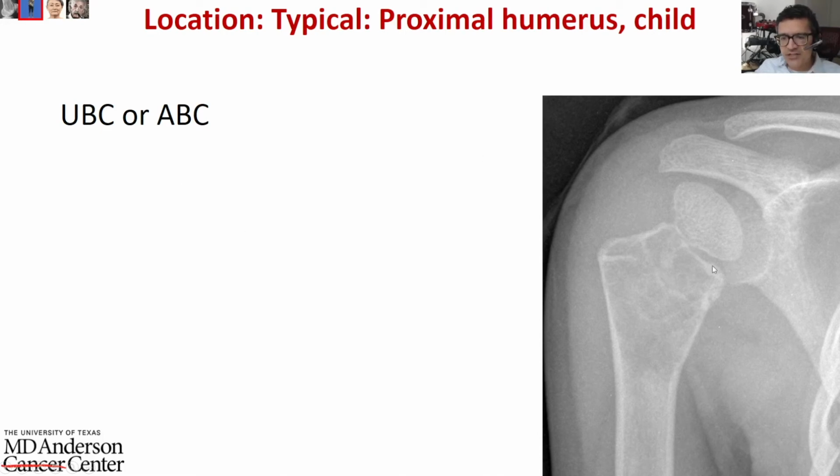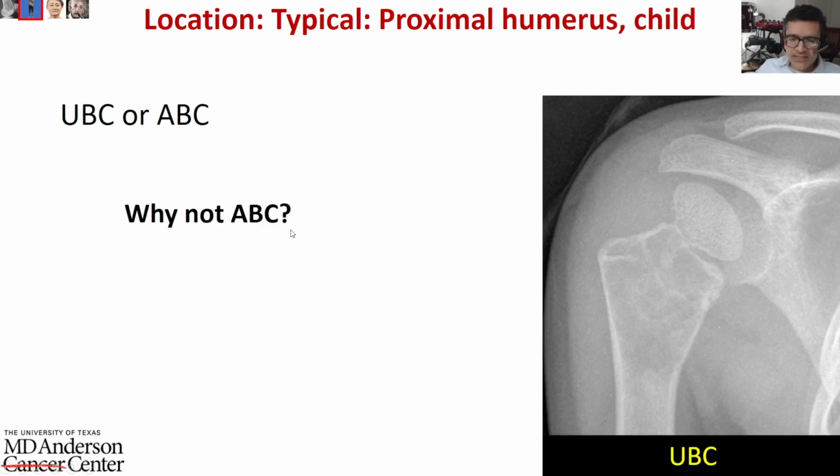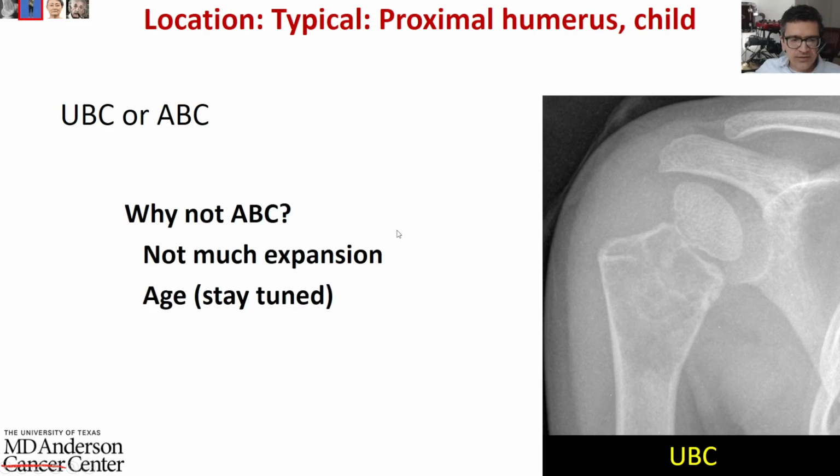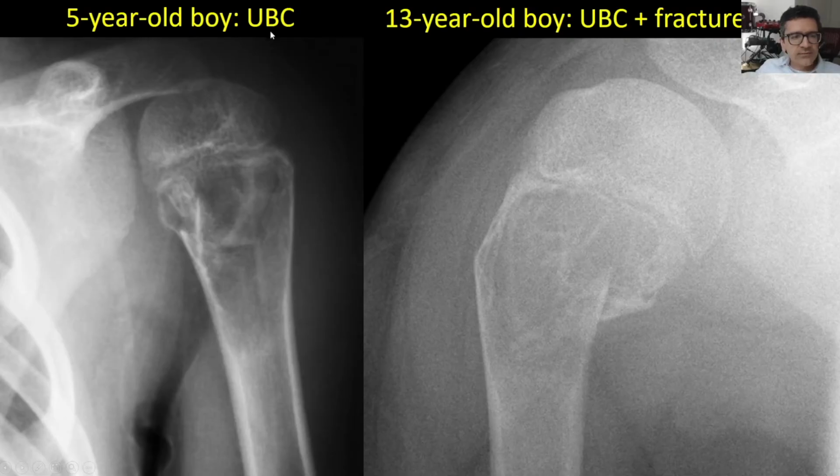This is a younger patient. The ossification center of the greater tuberosity hasn't come in, and there is a lucent lesion with 1B or 1C margins and mildly expansile. This is a UBC. And why not ABC? We'll talk about this a little bit later, but not much expansion, and age. Some more examples of UBCs.